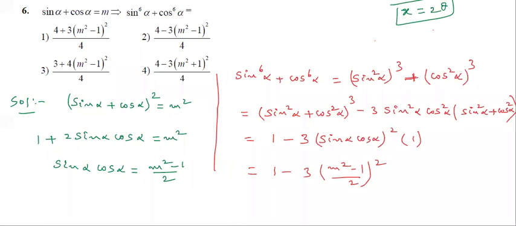Now take the LCM. 2 square means it is 4. 4 minus 3 into m square minus 1 whole square. This is the final answer, students. See which option is correct. Second option is correct.